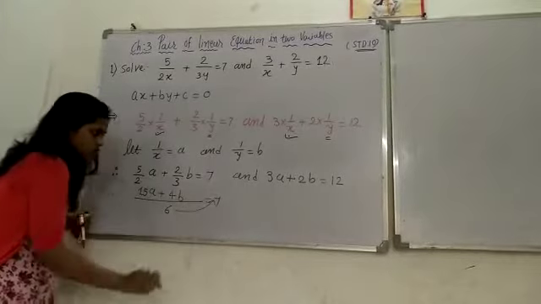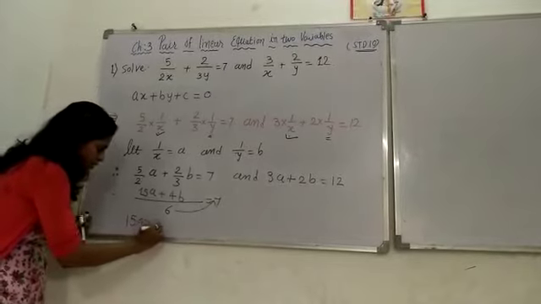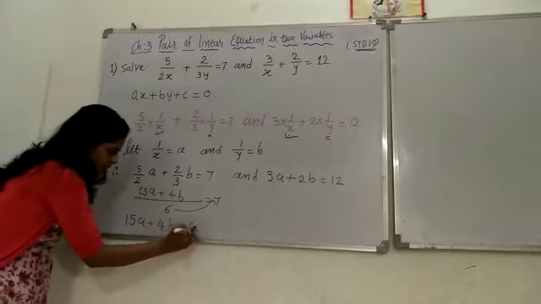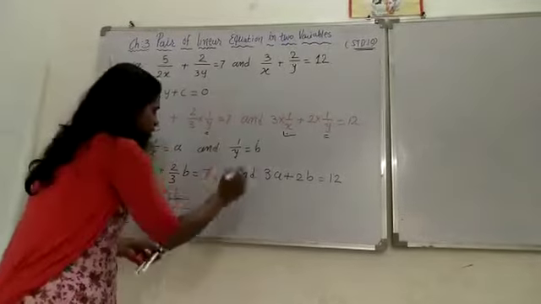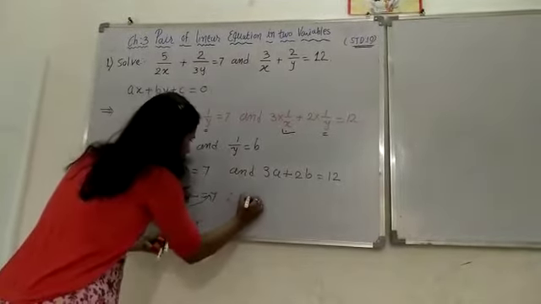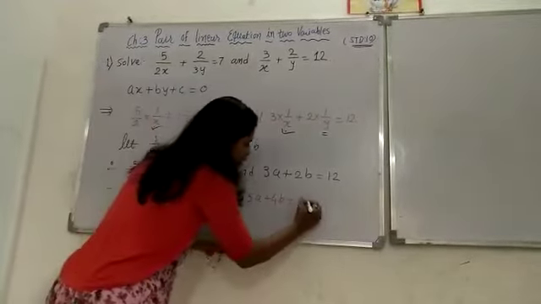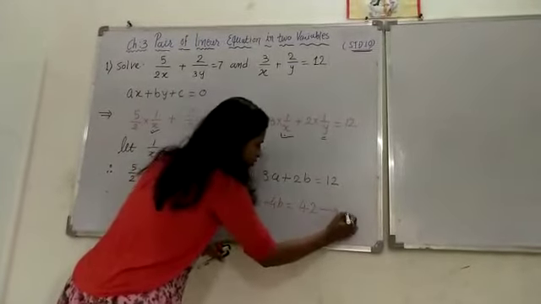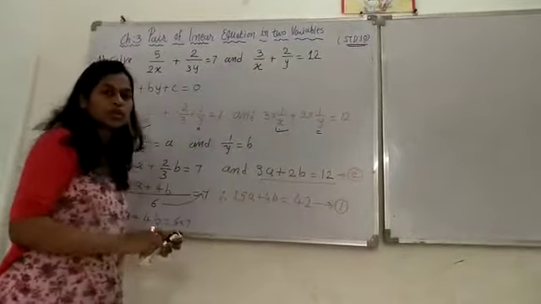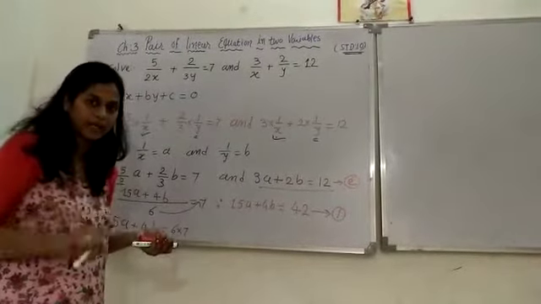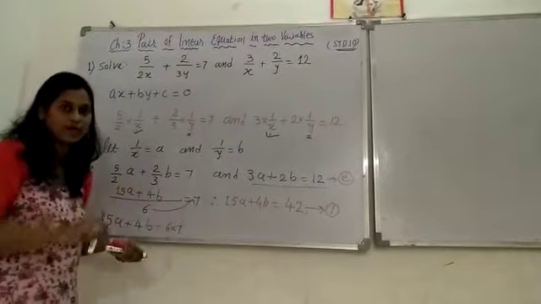Now the 6 is in division, so it converts into a multiplication. So 15a plus 4b is equal to 6 into 7. Your first equation is converted in this way: 15a plus 4b is equal to 6 7s are 42. Now, this is equation 1 and this is equation 2. Now, solve these two equations and find the values of a and b. After getting the values of a and b, put them here, then you can easily get the values of x and y.